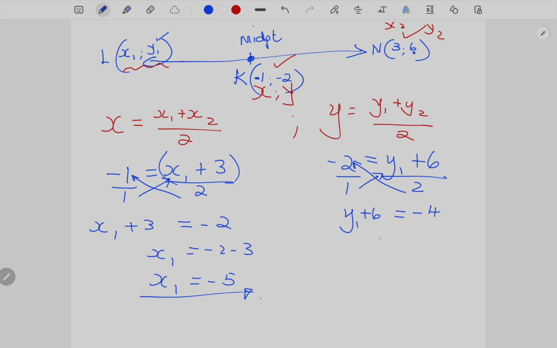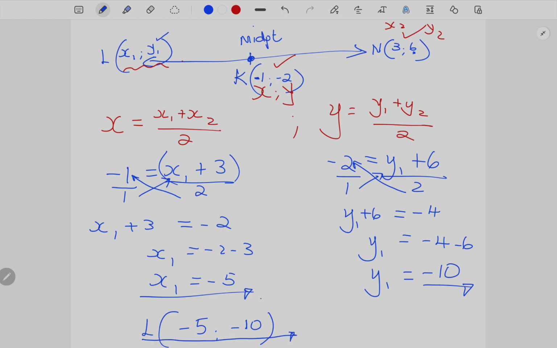Then we solve for y1, we're going to have y1 is equal to -4 minus 6, therefore y1 is equal to -10. So what does that mean? It means the coordinates of point L, x is -5 and y is -10. These are the coordinates of this point. Okay, correct. Thank you.